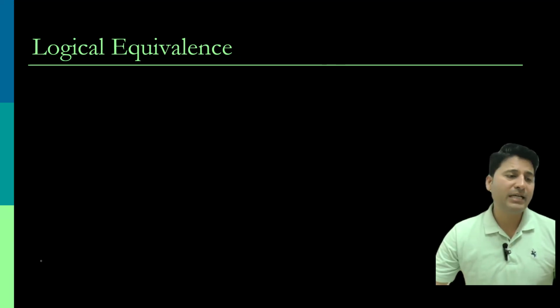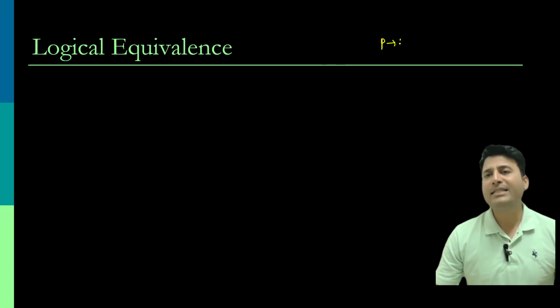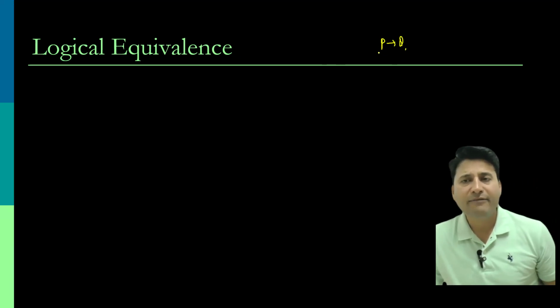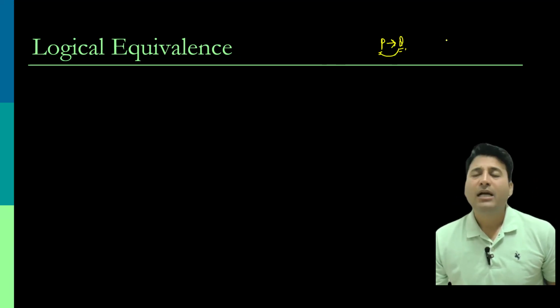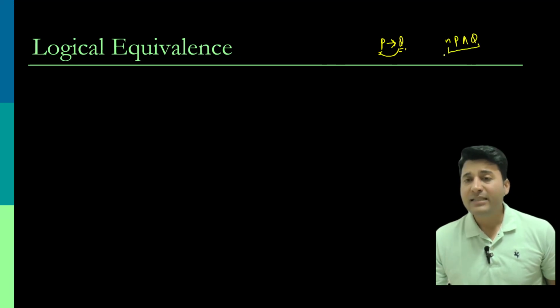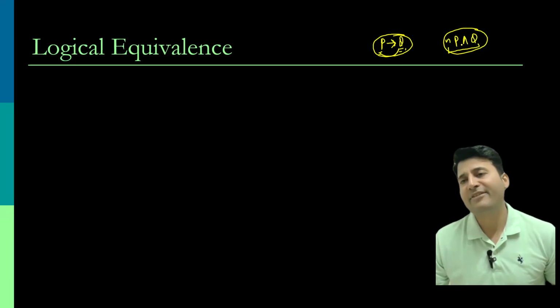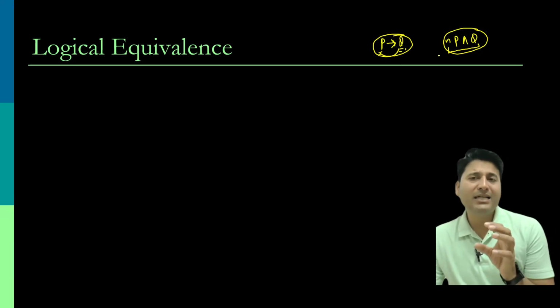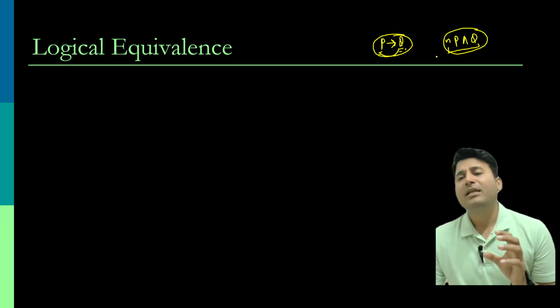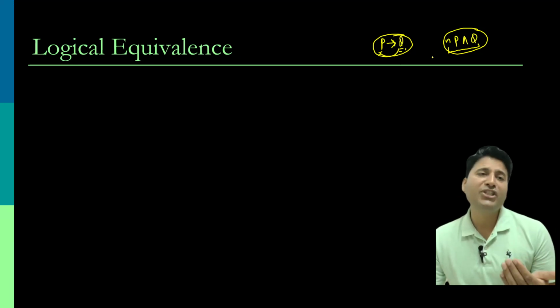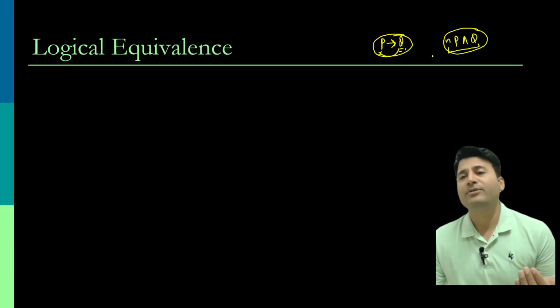For example, suppose I have a proposition which looks like P implies Q. One proposition has two individual propositions P and Q connected by implies, a compound proposition. And I have another proposition, negation P and negation Q. The structure of these two propositions is not the same. One has conditional, the other has and and negation. So we call them equivalent compound propositions if they give the same truth value.